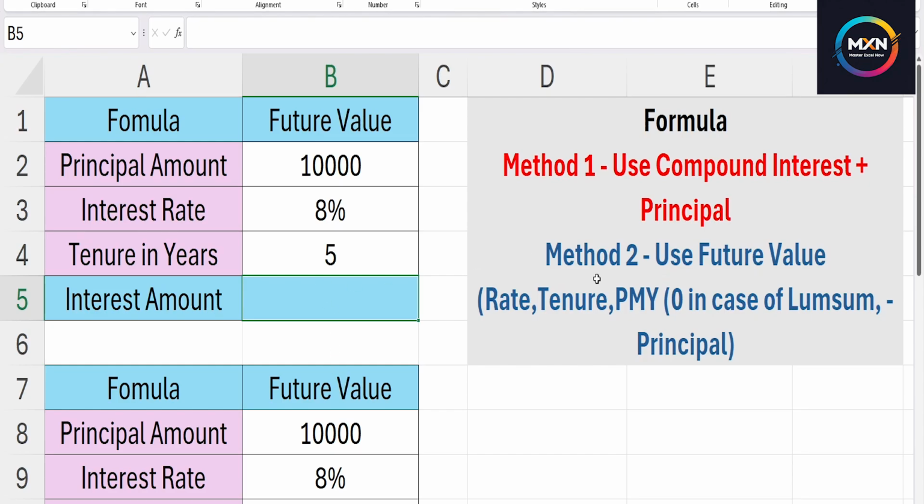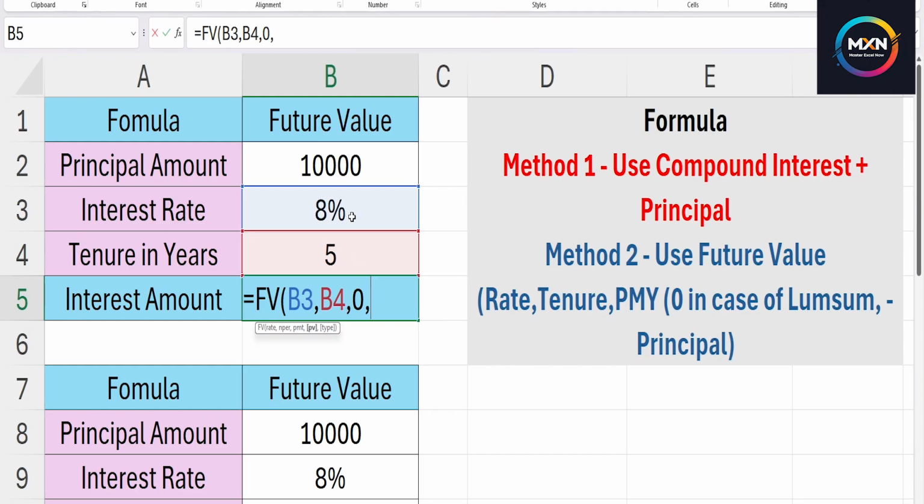The second method is we can use the formula for future value directly with equals to FV, bracket open. So here if you see it says rate and nper and payment, and the other two are optional. So we're going to use these three. First is rate. So my rate is 8%, comma. The tenure is 5, comma. Then payment. There is no payment. The amount is invested upfront. Hence, it's a 0, okay, comma.